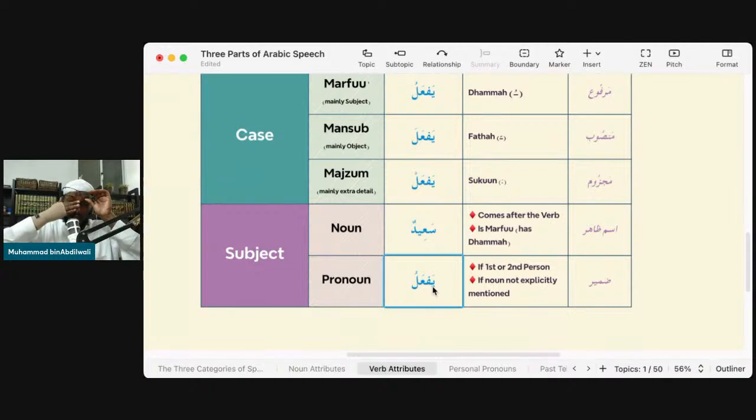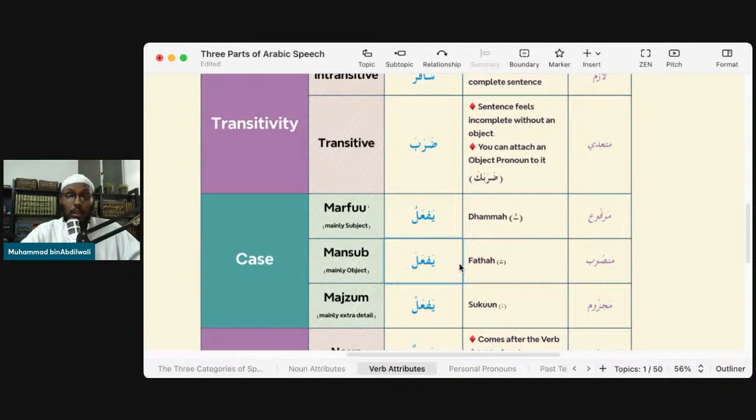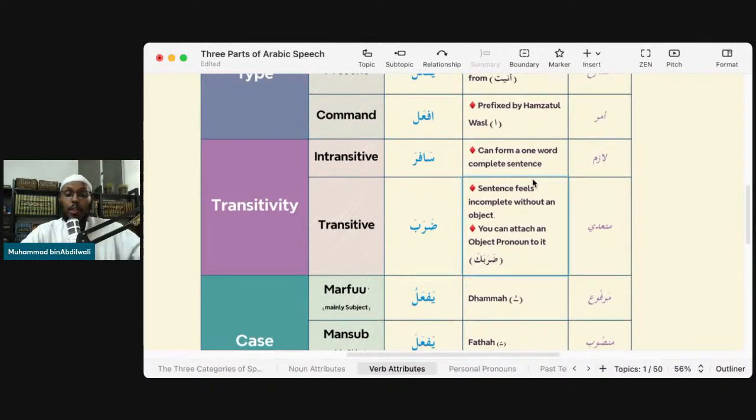Okay. So basically, that brings us to the point, which is that one of the signs of a verb being intransitive, that it doesn't need an object, is if you can just have a one word sentence, then it's most likely a fi'l lazim. If you say safara, safara means he traveled. Can you believe that this over here in front of you, safara, is a complete sentence? Can you believe that? Yes, it is. Because it means he traveled. Ustad, where is he? He is not mentioned, but is understood. واضح?